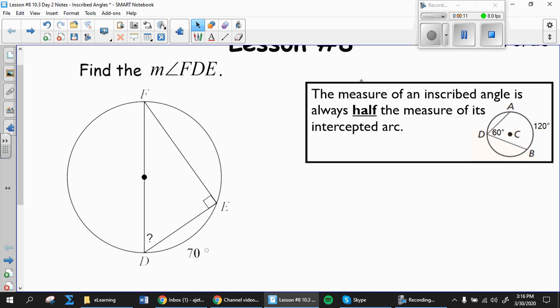Remember from yesterday that when we're talking about inscribed angles and intercepted arcs, the inscribed angle, so this angle here, is always half of whatever the intercepted arc is, so half of whatever this arc is. So go ahead and pause your video, try this example here, and once you're done with that example, go ahead and play your video.